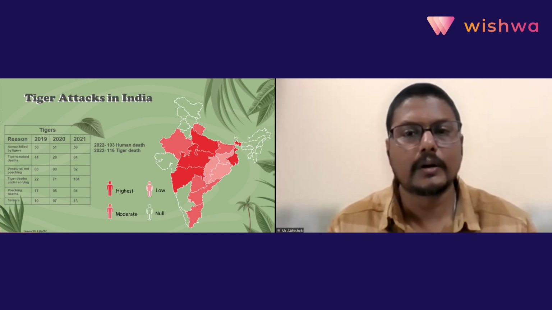The third is low, where Jharkhand and Chhattisgarh come into the picture. If we talk about 2022 data, there were 103 human deaths, and in 2022 itself there were 116 tiger deaths. Mostly tiger deaths are due to retaliation or revenge killing, I can say.